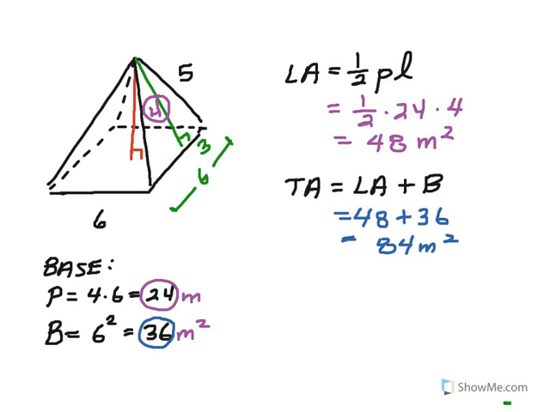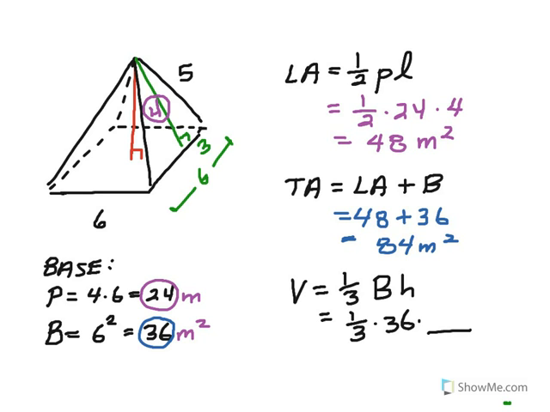Now, in order to find the volume, we look at the volume formula. It's 1/3 the base area times the height. Well, I already have the base area. I found out that that was 36. So I really just need to find the height now.